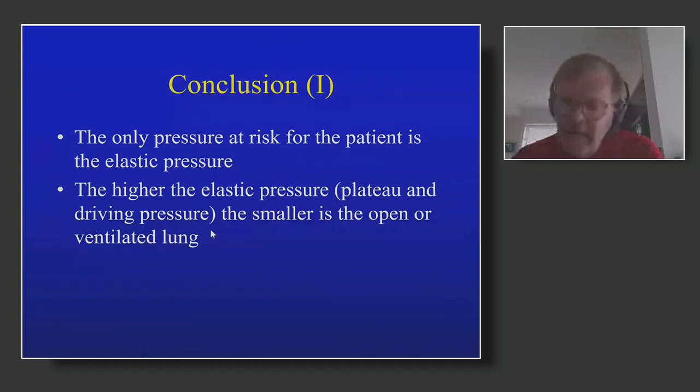So this is a brief overview of the pressure during volume control ventilation, and all the examples I took are during passive ventilation, when the patient is passively ventilated. So the conclusion of this first presentation is to remember that the only pressure at risk for the patient is the elastic pressure. So this is important to monitor. And the higher the elastic pressure, which can be monitored by plateau and driving pressure, the smaller is the open or ventilated lung.